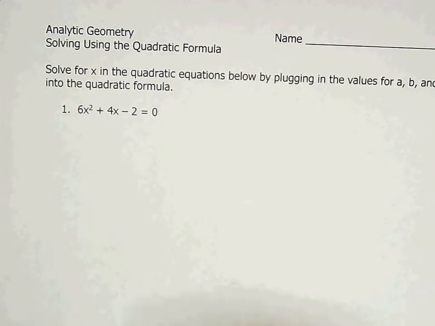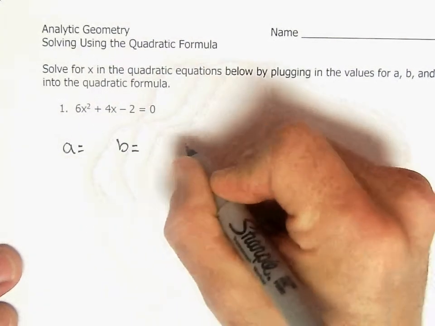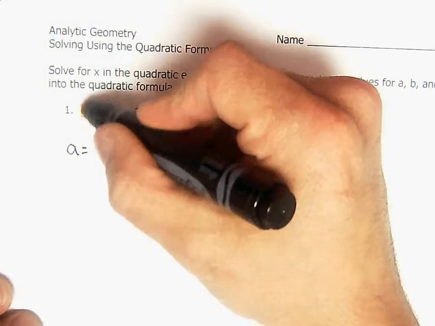First problem, first thing you want to do is go ahead and find your A, your B, and your C. So A equals, B equals, and C equals. So what does our A equal? Well, our A is going to equal the number in front of x squared. So A equals 6.